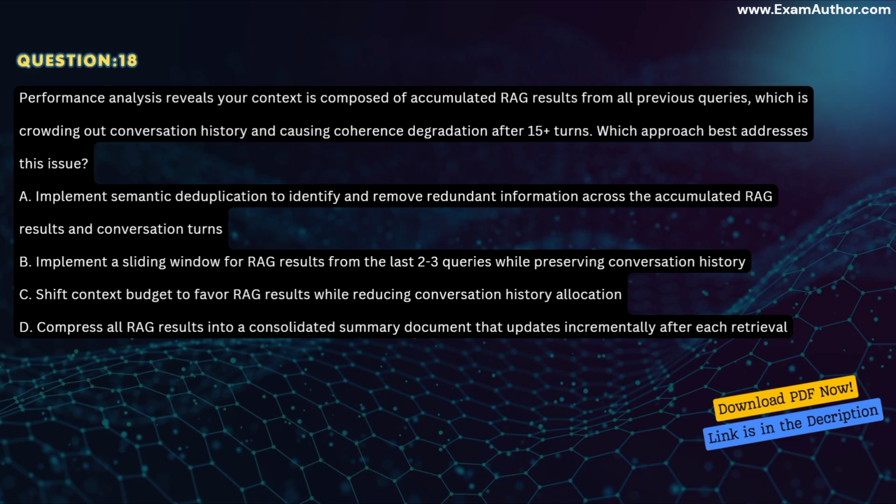A. Implement semantic deduplication to identify and remove redundant information across the accumulated RAG results and conversation turns. B. Implement a sliding window for RAG results from the last 2 to 3 queries while preserving conversation history. C. Shift context budget to favor RAG results while reducing conversation history allocation. D. Compress all RAG results into a consolidated summary document that updates incrementally after each retrieval.